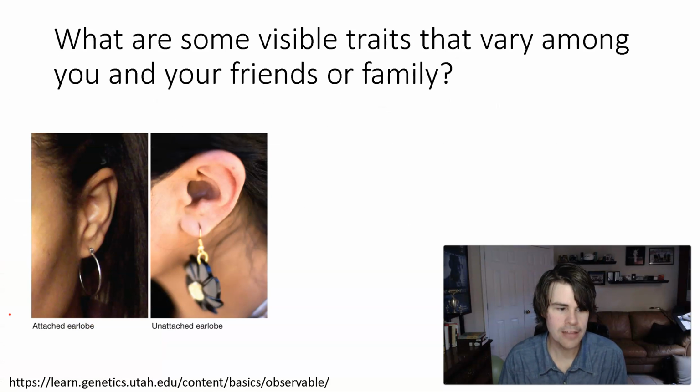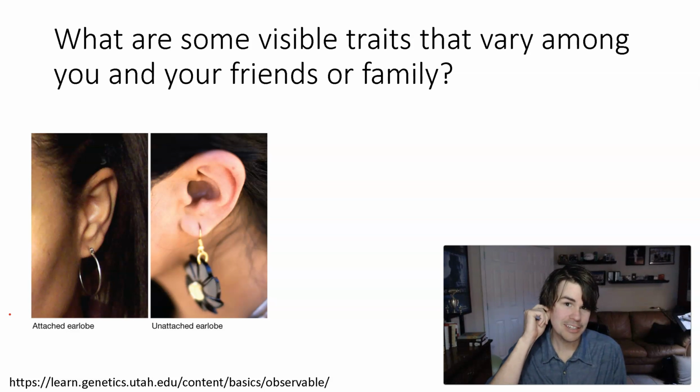So if we were together in a classroom setting, I would have you look at your classes and tally up who has what trait. But what are some visible traits that vary among you and your family? Well, here are some examples of different traits, physical characteristics that we see. First off, attached earlobes or unattached. I have attached.